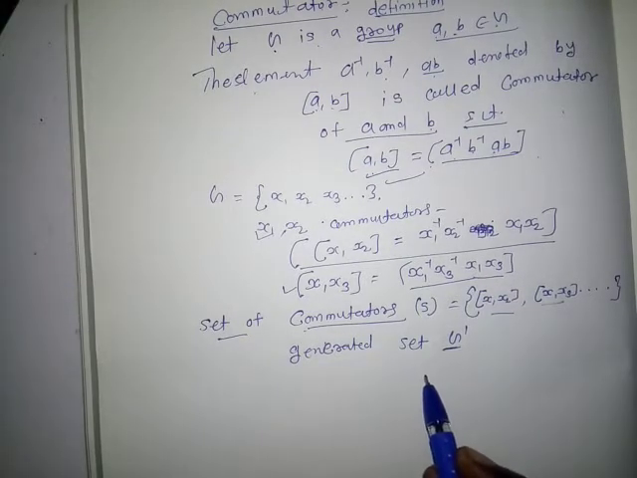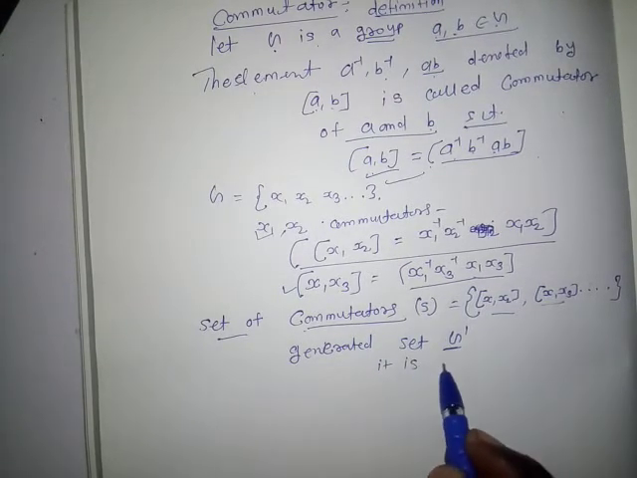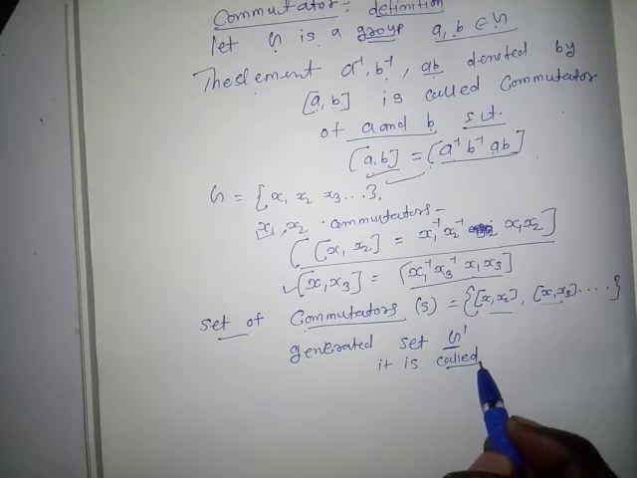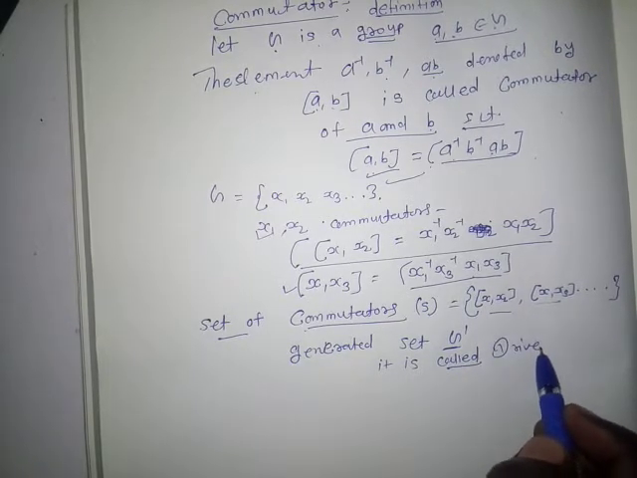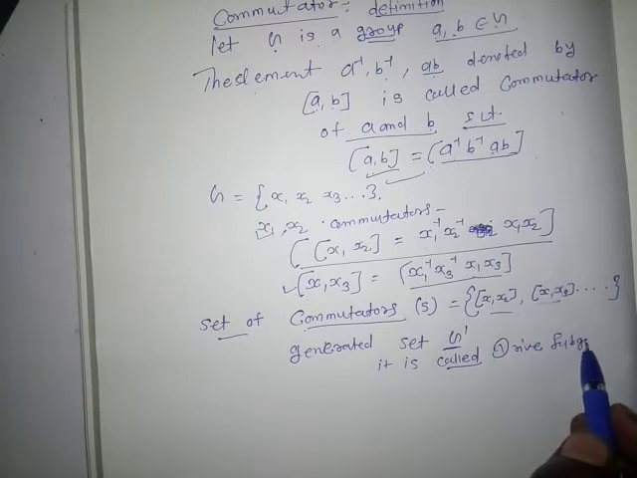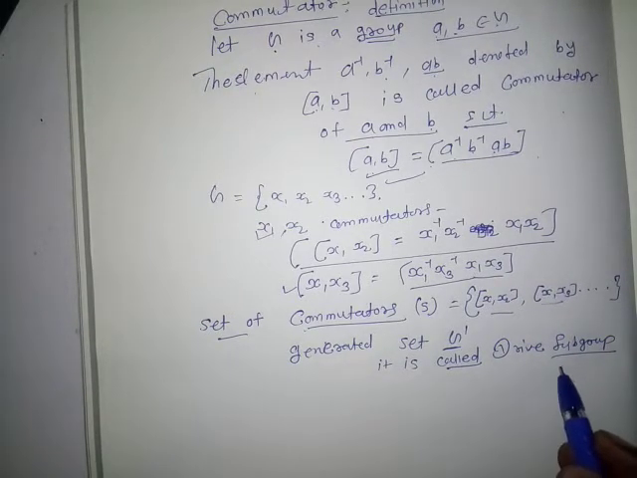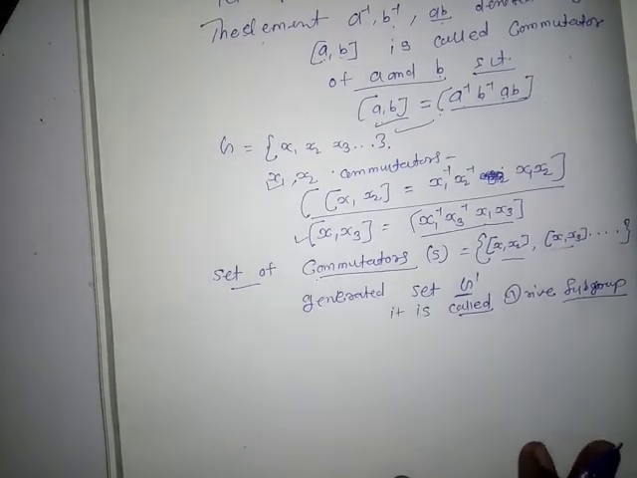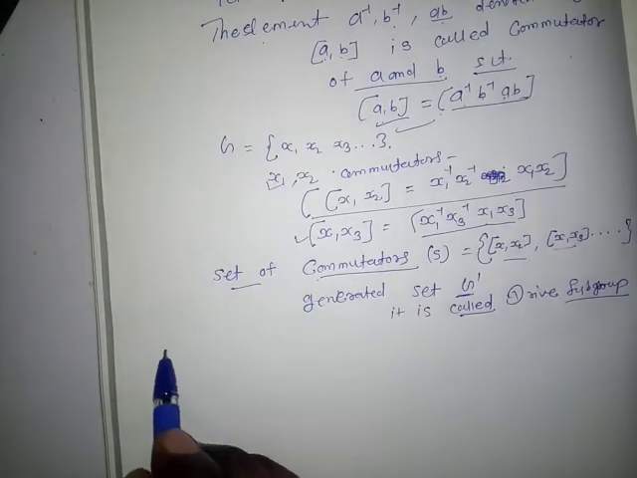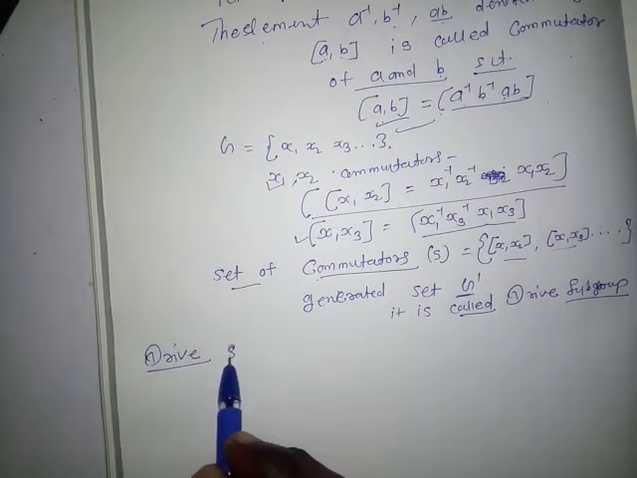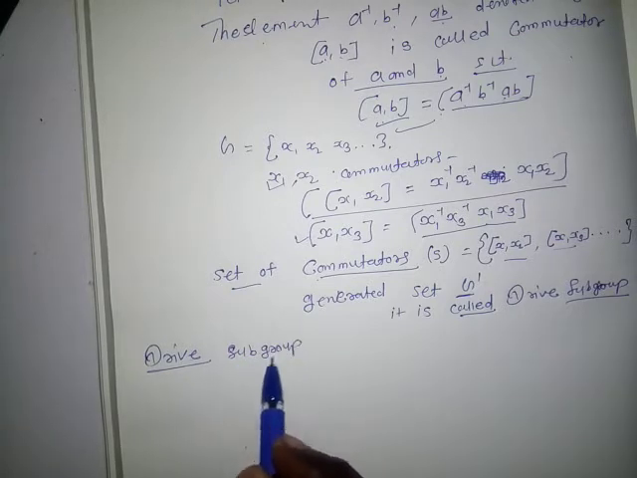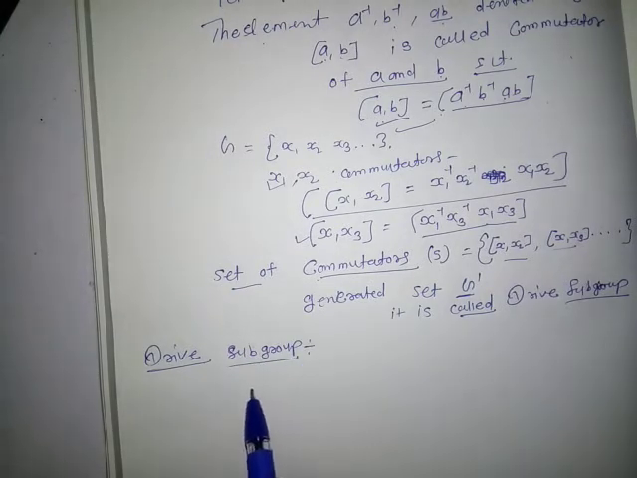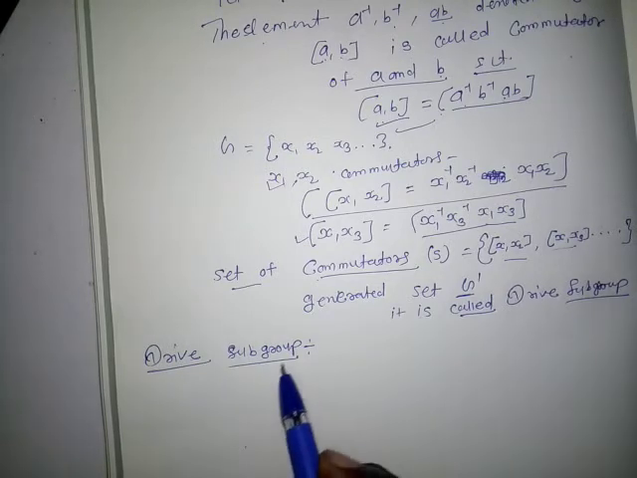Okay, it is called the derived subgroup. Okay students, this is called the derived subgroup. So what is the definition of derived subgroup? We can write here derived subgroup. The derived subgroup, the right definition, is: G is a group.